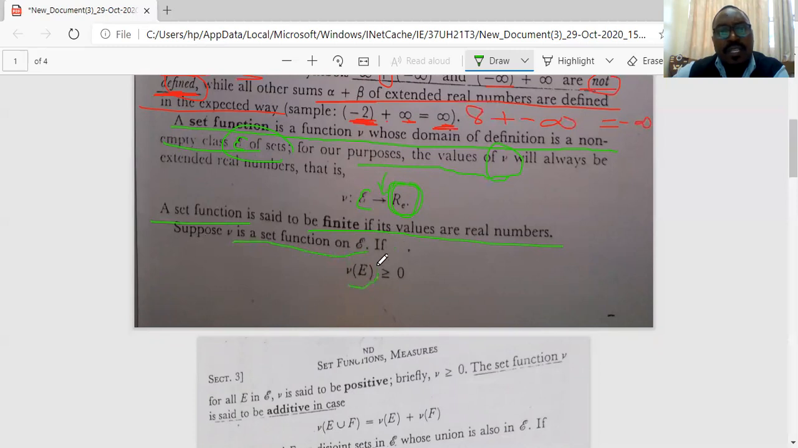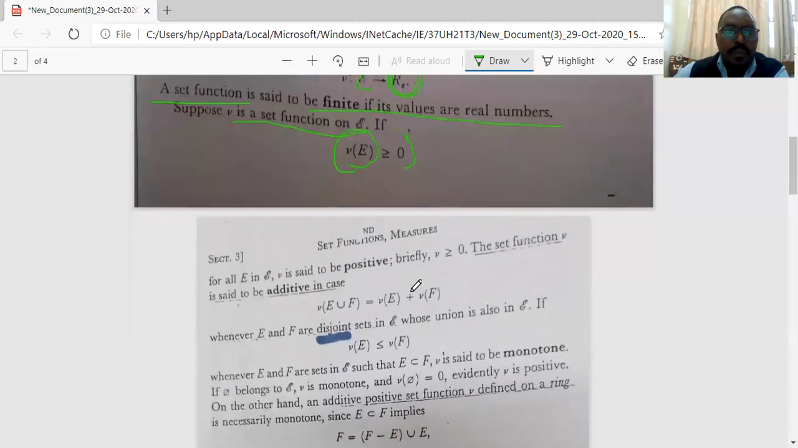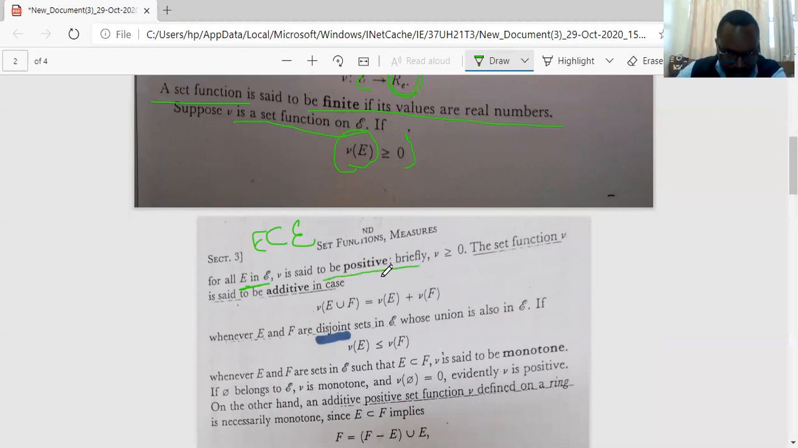Now, if V of E is greater than or equal to 0, which means it is positive, for all E in the class E, that means this E is contained in the class E, then V is said to be positive. In brief, when V is positive, this means positivity. Then V is seen to be additive in the case that you can get the union.